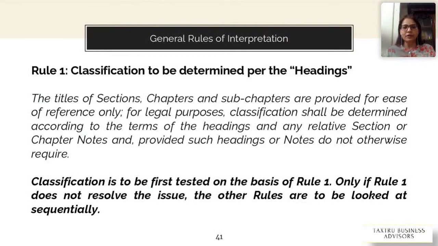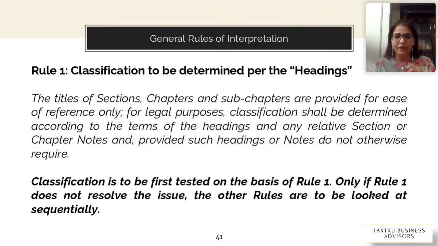So first and foremost, rule one, this is the default. So what is this rule saying? That classification is to be determined per heading. So whenever you have to classify something, rule one is the thumb rule. It is the default rule. What it says is, if you are able to classify your goods under a specific section, chapter, or subchapter, then there is no requirement to move further to any of the other rules. So what we can conclude is, rule one says that in the absence of classification by virtue of rule 1, only then you have to take the results of the other rules or the following rules.